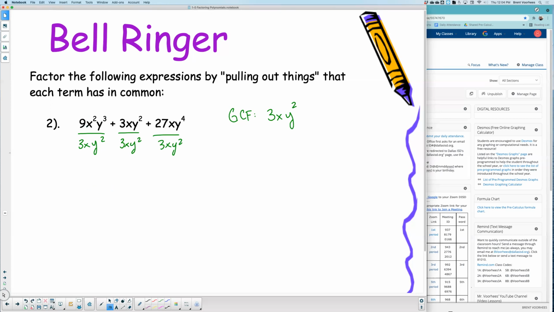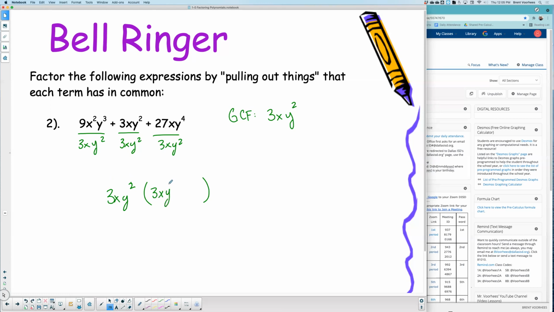So 9 divided by 3. Again, this is reverse distribution, so it should look like a distribution when we're finished. 9 divided by 3 is 3. x squared divided by x is x to the first. And y cubed divided by y squared is y.